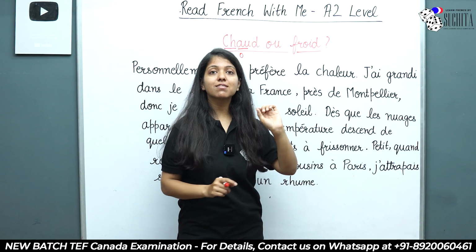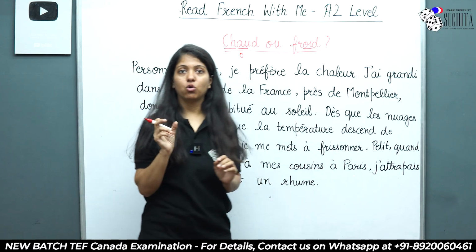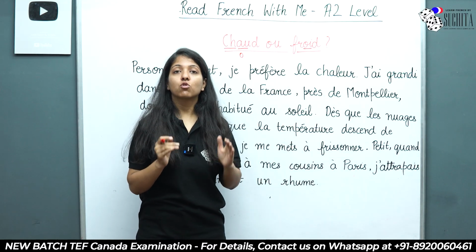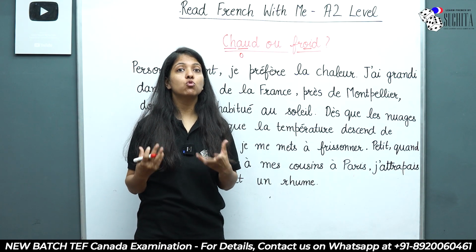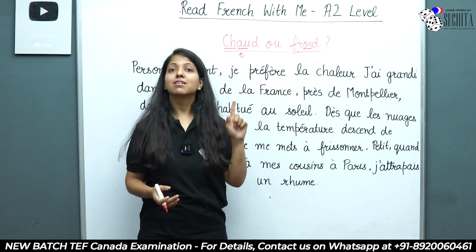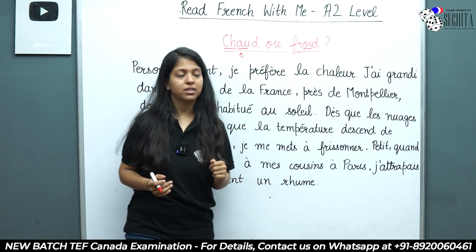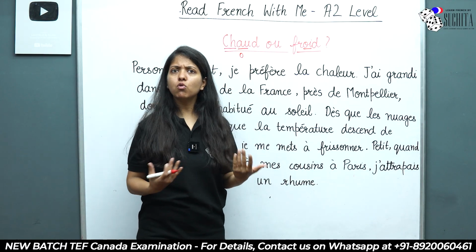Again, FR is fr. And the pronunciation of OI is OA. So MOI becomes MOA, TOI becomes TOA, OI is OA. So FROI becomes froid. D is silent because it's the last consonant. So you say chaud ou froid.